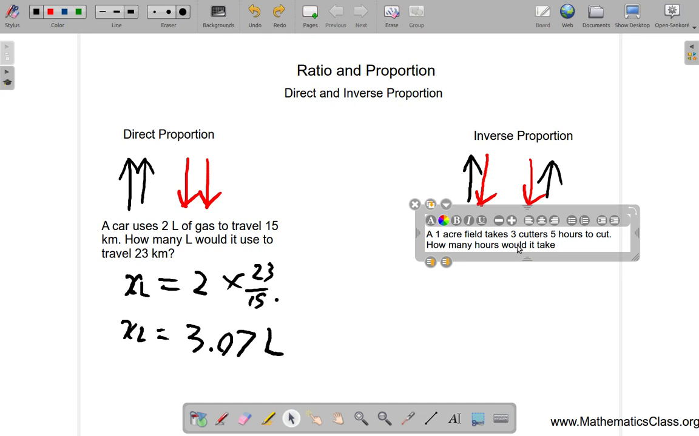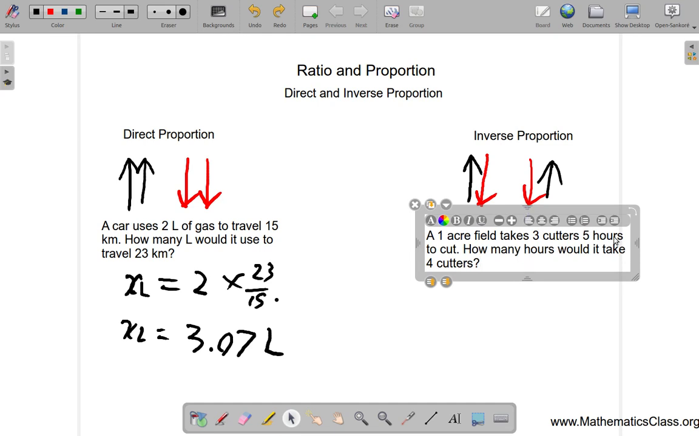All right. How many hours would it take, say, 4 cutters to cut the grass?